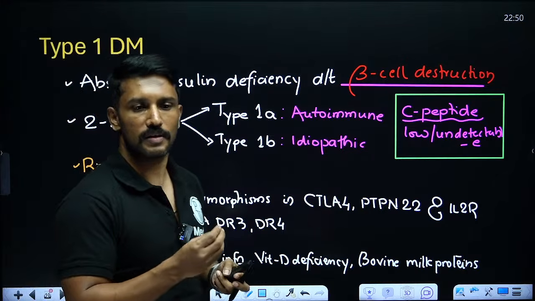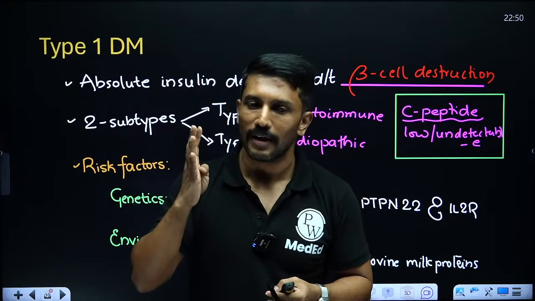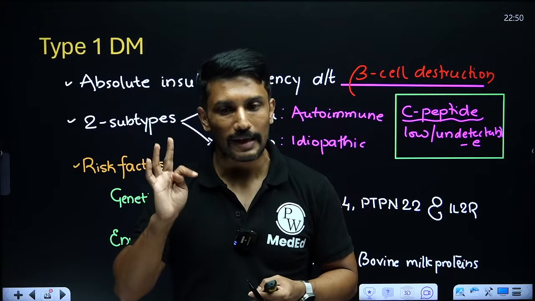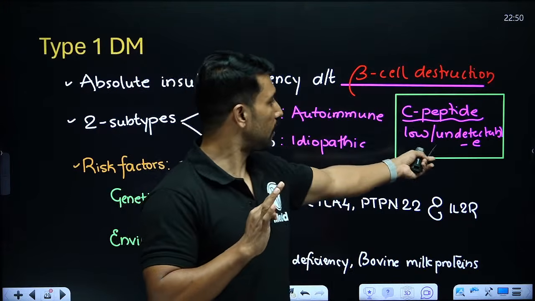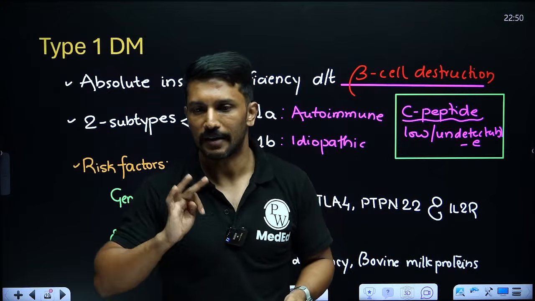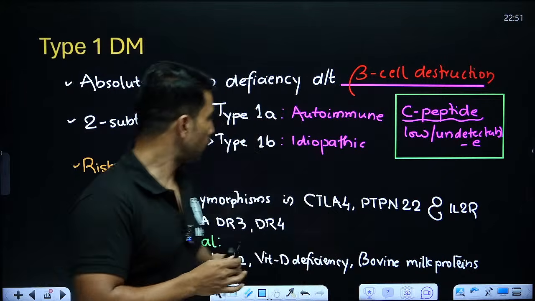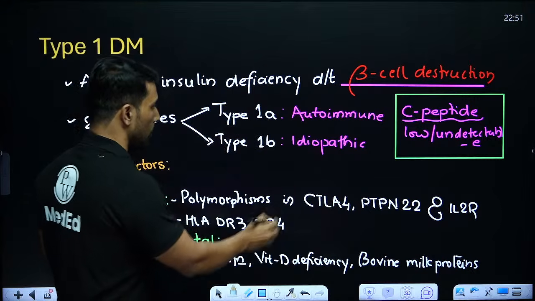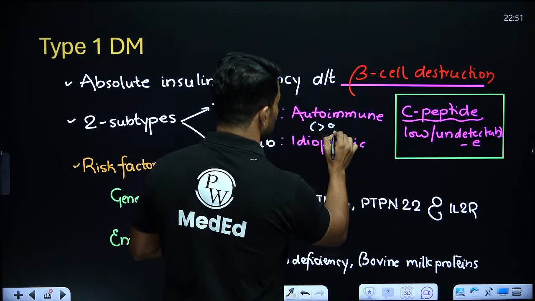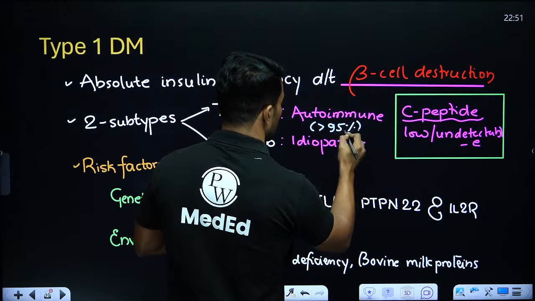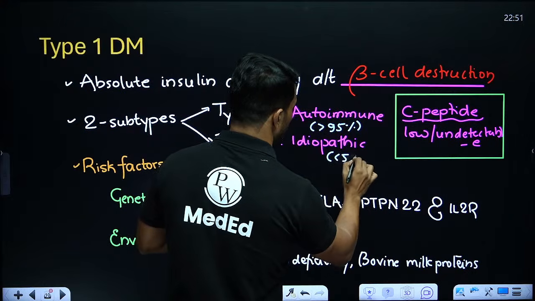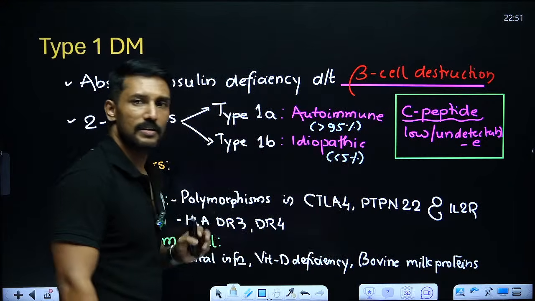Now, before we move forward, if I have to summarize type 1 diabetes mellitus, the key points we have to remember here: number 1, absolute insulin deficiency. Number 2, C-peptide levels will be low or undetectable. Number 3, autoimmunity is responsible for the majority of cases, because more than 95% of patients will be autoimmune, or type 1A diabetes mellitus.